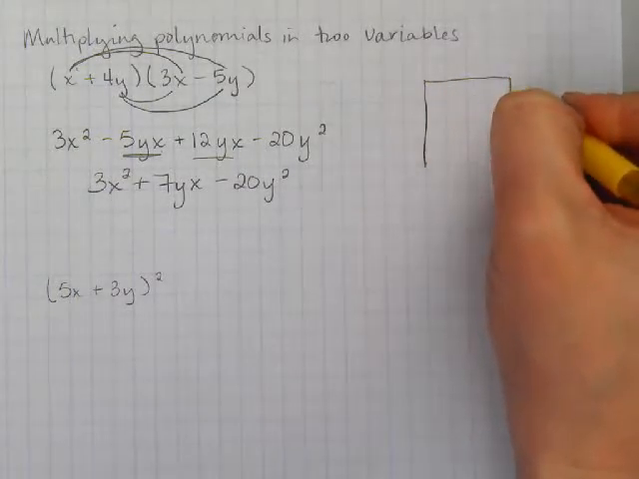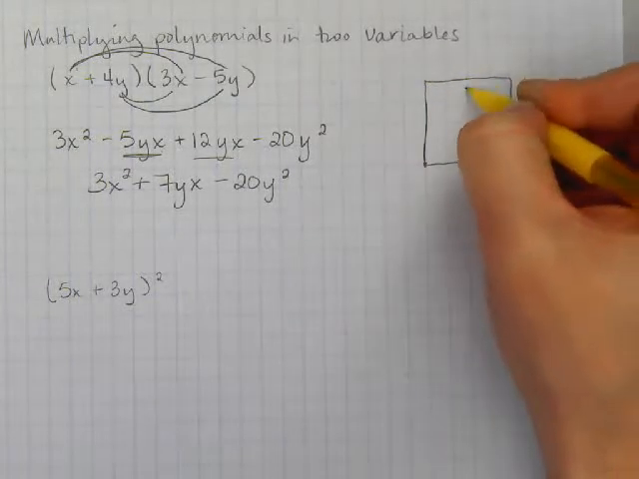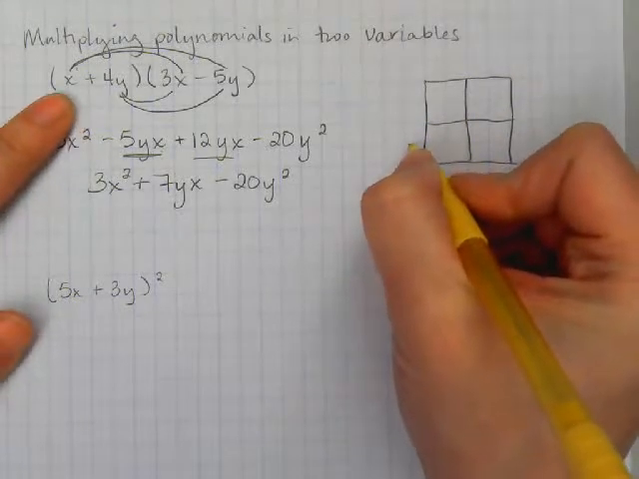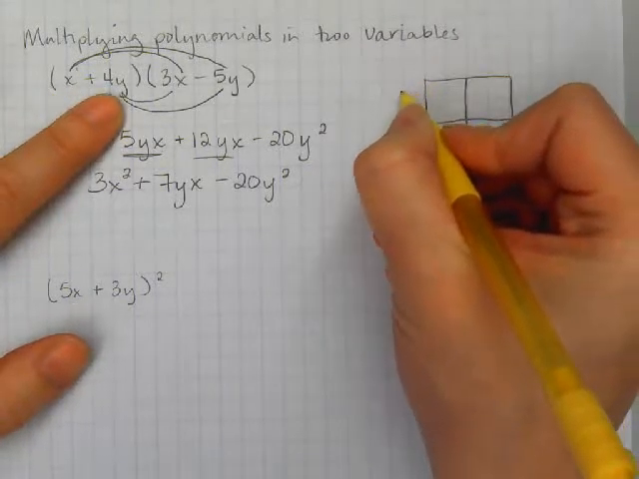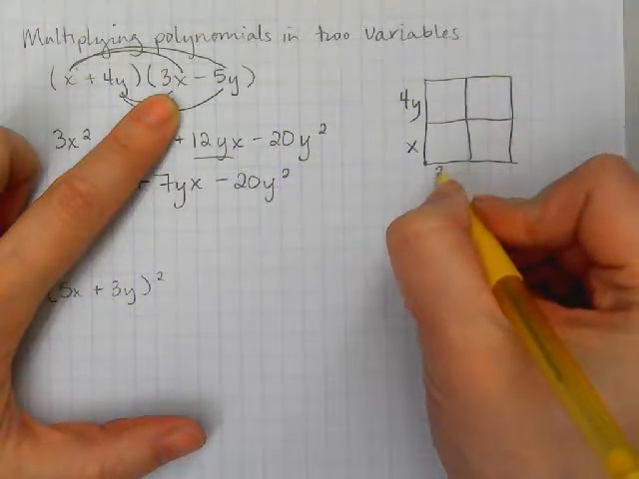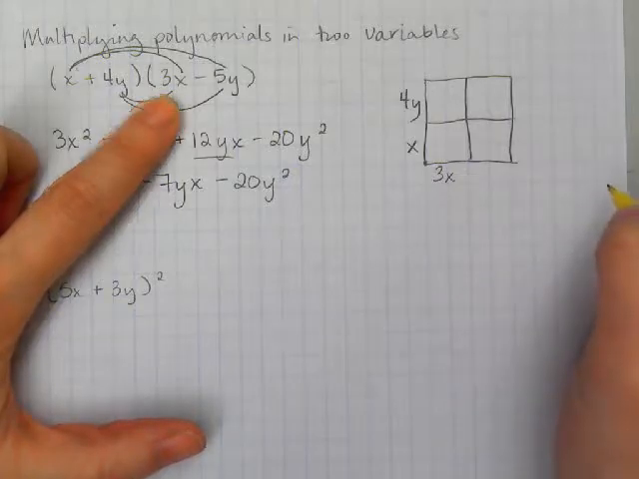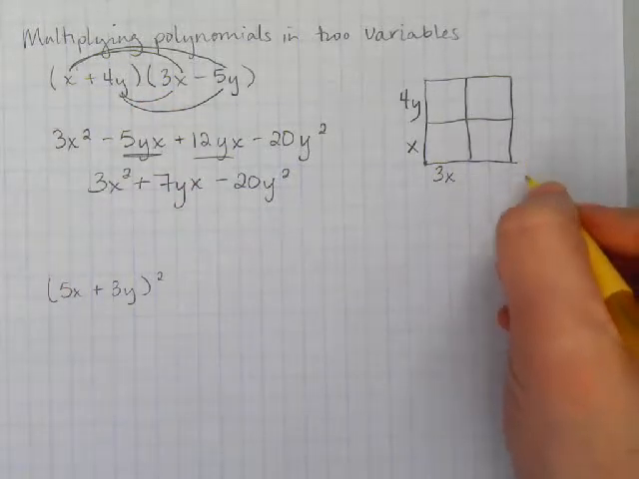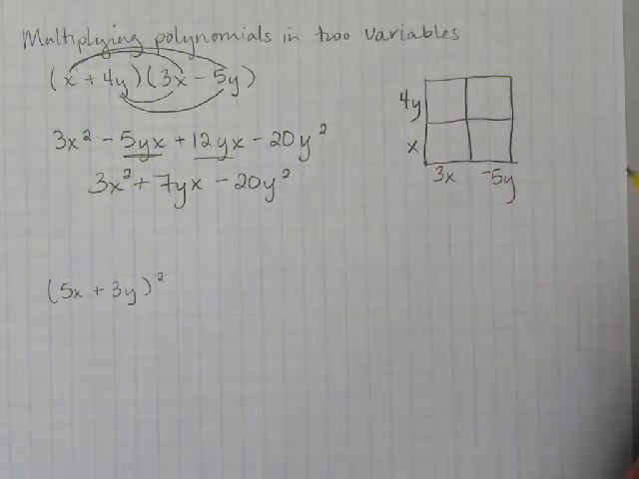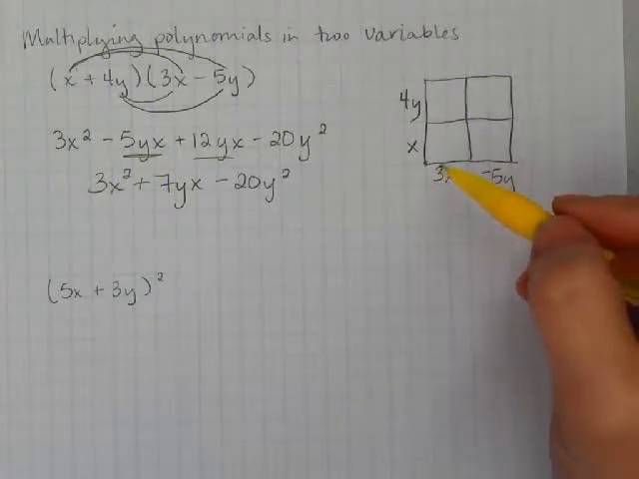So 3x times x is 3x squared. 3x times 4y for this box is 12xy. X times negative 5y is negative 5xy. And negative 5y times 4y is negative 20y squared.